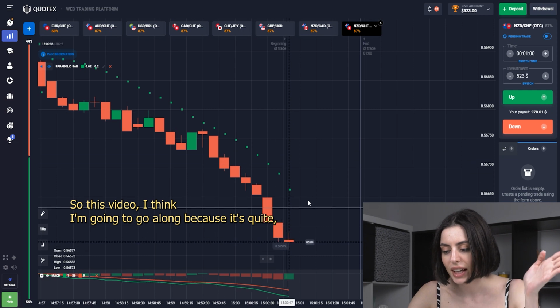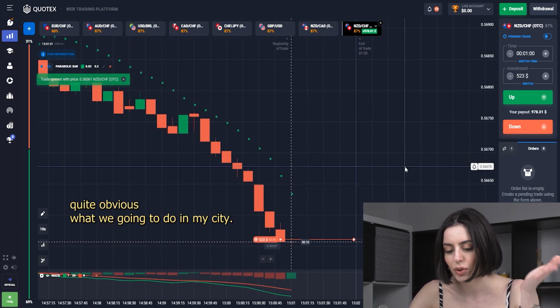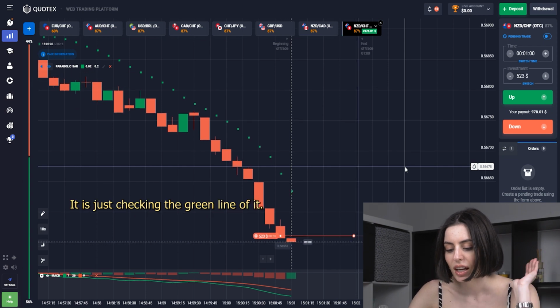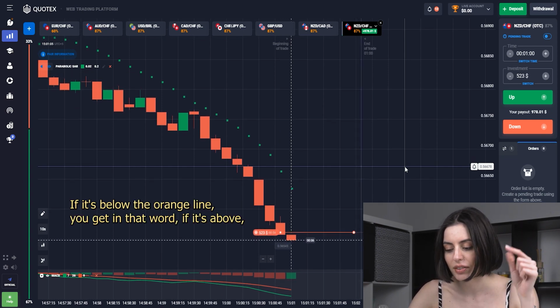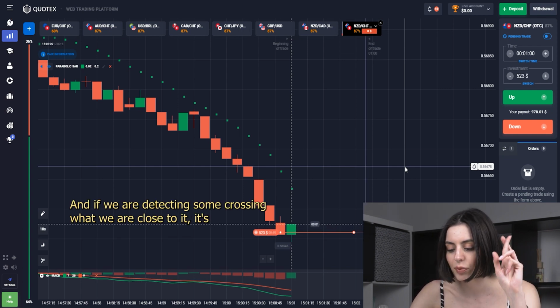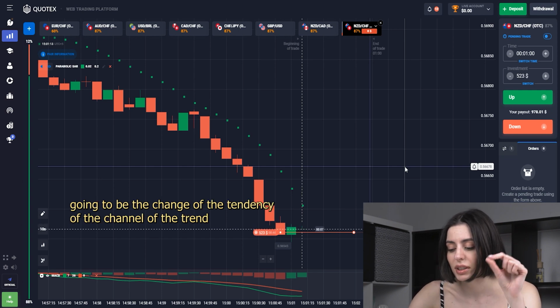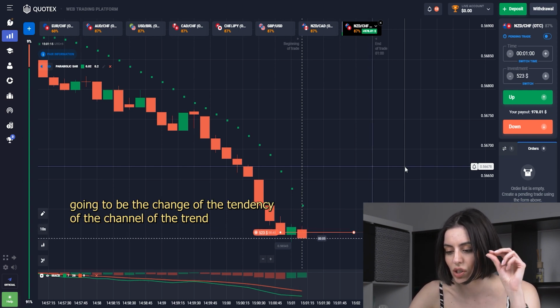So this video I think not gonna be long because it's quite obvious what we're gonna do. MACD, it is just checking the green line of it. If it's below the orange line, we're getting downward. If it's above, we're getting upward. And if we are detecting some crossing or we are close to it, it's going to be the change of the tendency, just the changing of the trend.